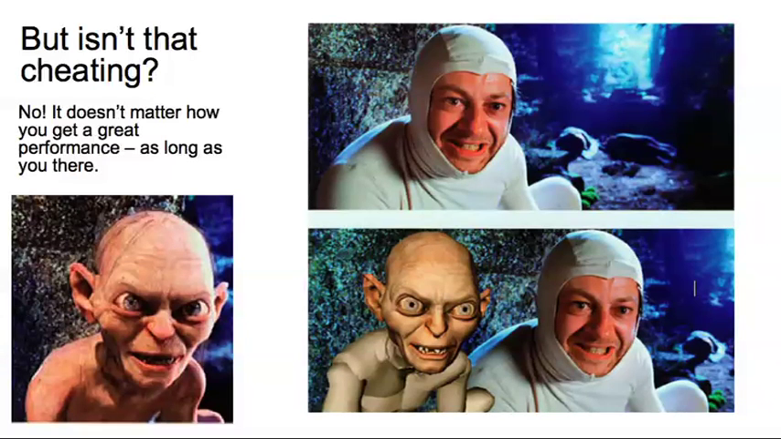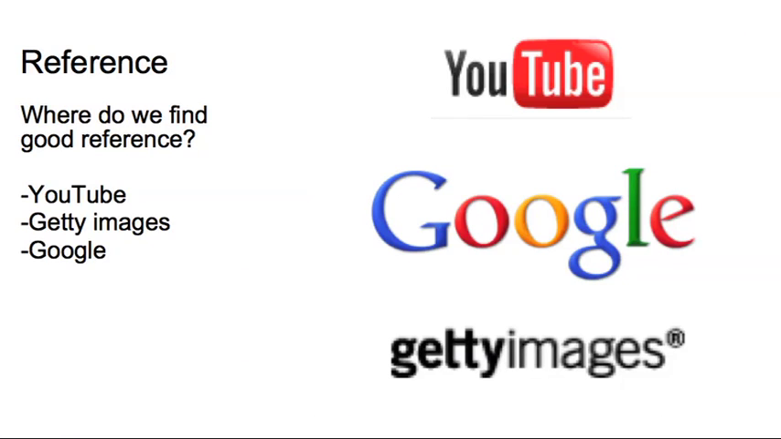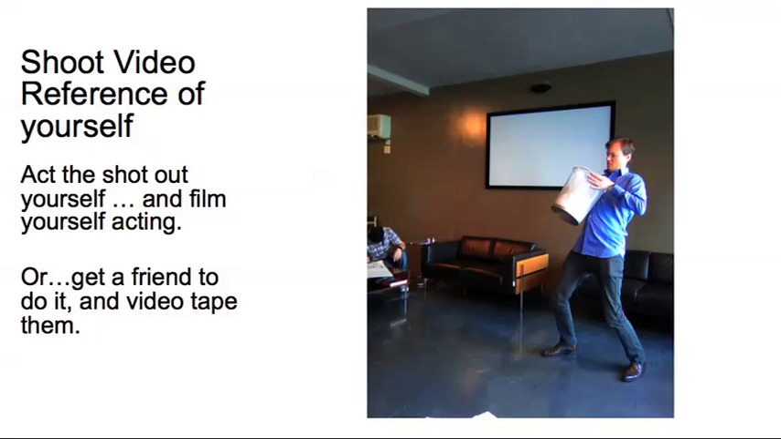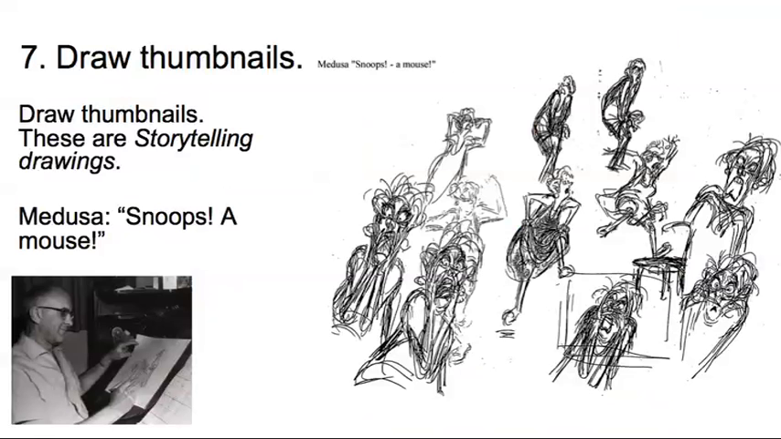Isn't that cheating? Some people say live action reference is cheating. I say no, look at Gollum in The Lord of the Rings, one of the best performances ever done in animation, and that's based on motion capture data. So if your acting is good, then it's well worth shooting it. And even if your acting isn't that great, it'll still give you ideas for character poses. You can also find reference on YouTube, Google, all the usual sources. There's a separate video on shooting video reference of yourself, so I won't go into that in great detail here, but it's a great way of getting key character poses for your shot.